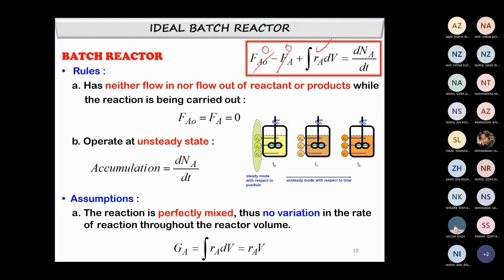Okay, so we have this one, and it operates at unsteady state. There is the accumulation, so there is a dNA over dt remaining in the equation. The reactor is perfectly mixed, thus no variation in the rate of reaction throughout the reactor volume. If you look at the volume with respect to the change of time from T0 to T1 to T2, the volume is still the same, so this one has to be replaced with the rAV.